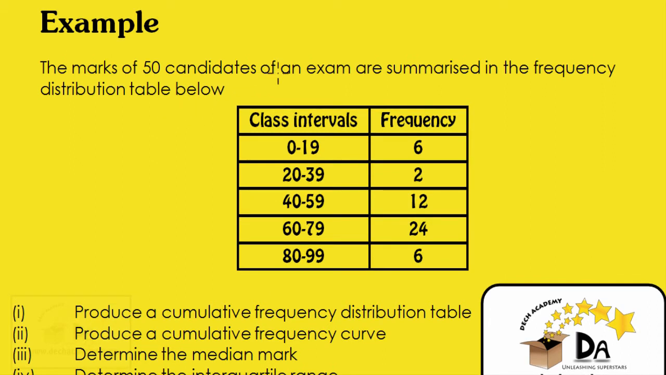It says the marks of 50 candidates in an exam are summarized in the frequency distribution table below. So here's one of the groups. It's a class, there's another class, another class, another class, and these are the class intervals. For the first class, scores between 0 and 19 lie in it, and there are 6 occurrences of scores in this interval, which means that 6 people have a score between 0 and 19, which is pretty poor. Here we also have 6 people having a score between 80 and 99 marks in the exam.